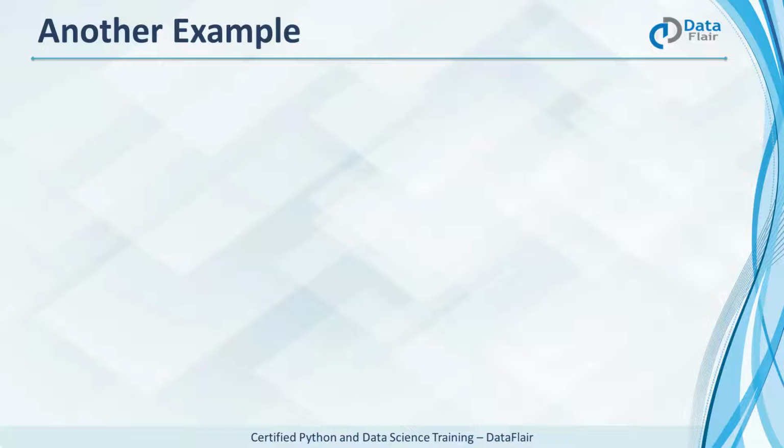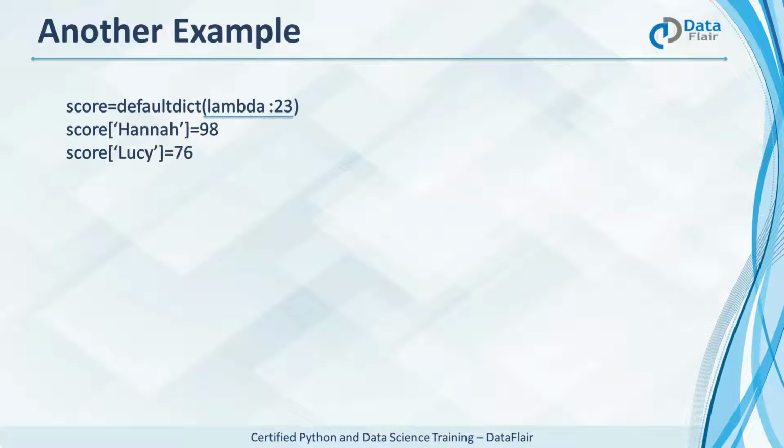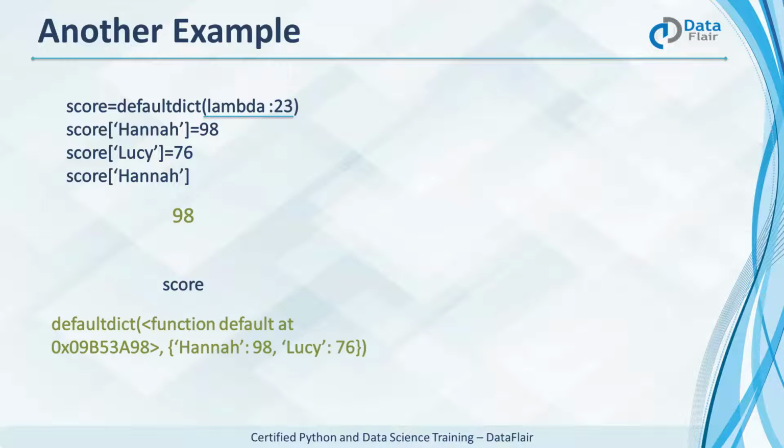Let's take another example. Score is a defaultdict with a lambda default factory that returns the value 23. Let's add keys Hannah and Lucy. When we print Hannah's score, we get 98. Score of Irene gives us the default value of 23 since the key Irene does not exist in this defaultdict score.